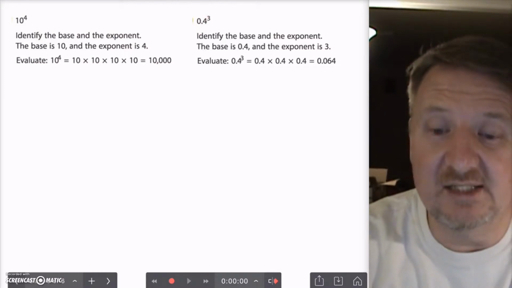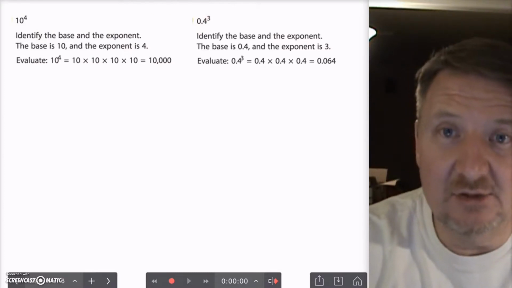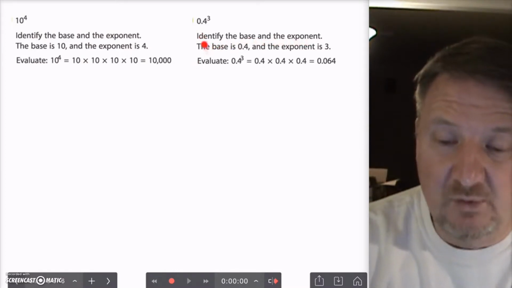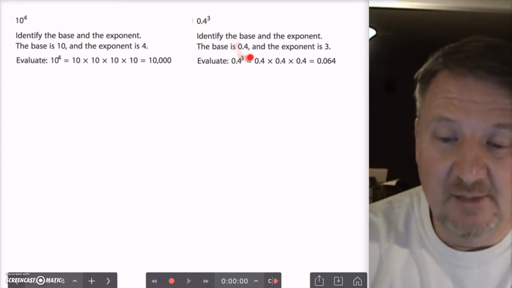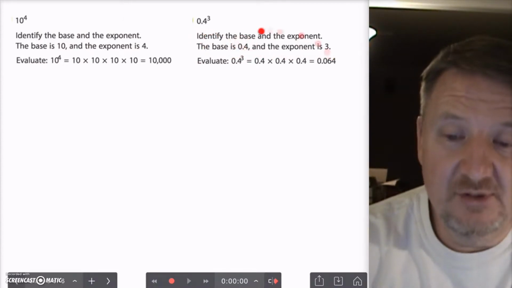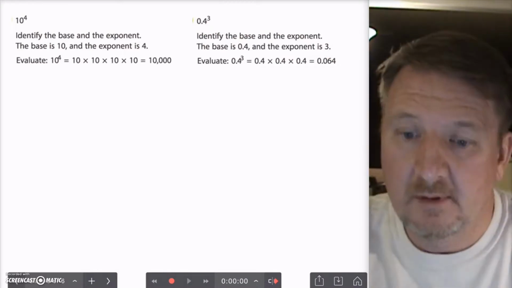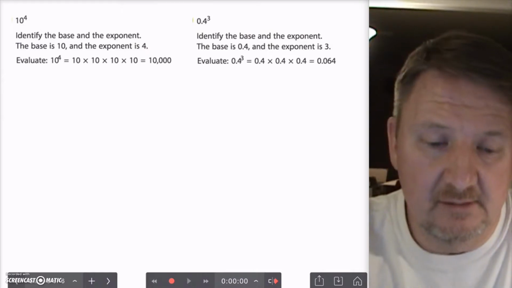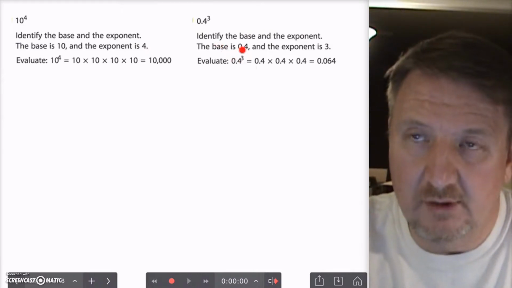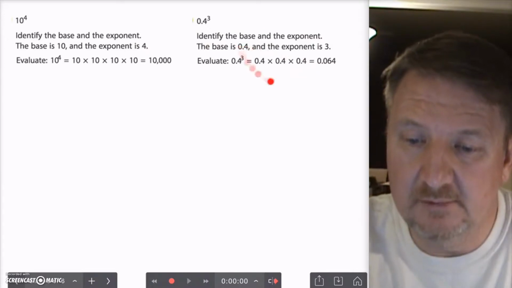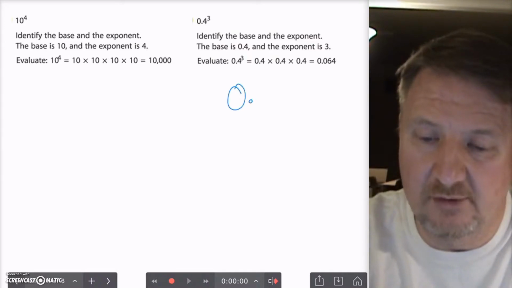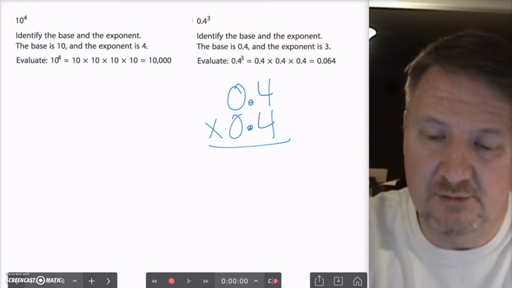Now we've got a decimal to the 3rd power. It doesn't change. It says identify the base and the exponent. The base is 0.4. That's the number we're going to be multiplying. And the exponent is 3, the number raised to the right. So what that tells me is that I have to multiply the 0.4 3 times. Let me just show you. We have 0.4 times 0.4. I multiply those two together.